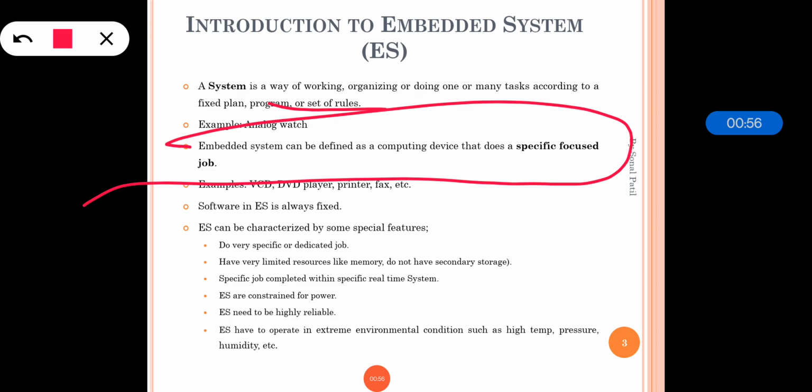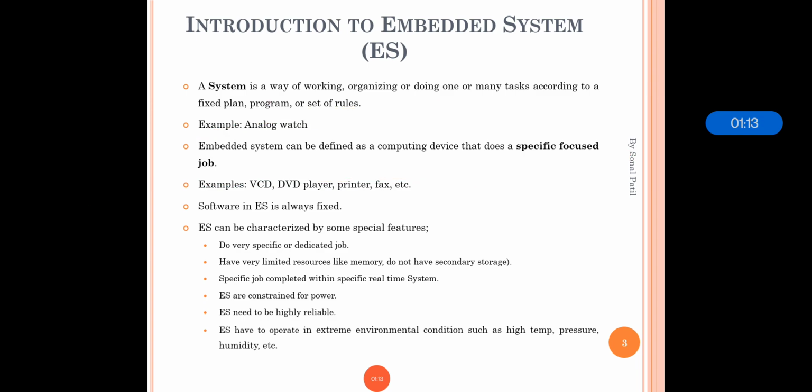The appliances, as I said, AC, VCD, DVD. Each of these appliances has a processor and special hardware to meet the specific requirement of the application, along with the embedded system software which is executed by the processor for meeting the specific requirements.